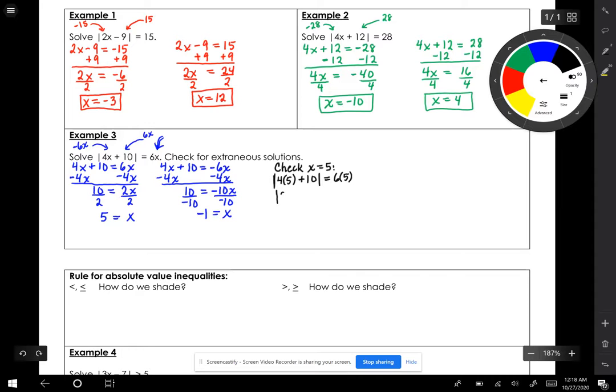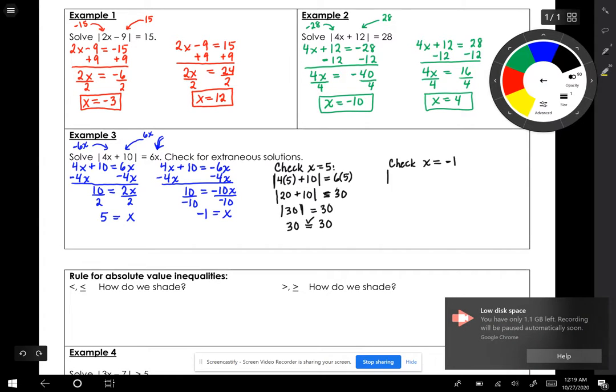So inside the absolute value, we have 20 plus 10, and outside, or on the right side, sorry, is 6 times 5, which is 30. That stuff is not an absolute value. So 20 plus 10, again, still in the absolute value, it's 30. So the absolute value of 30, 30 is 30 units away from zero, and that is equal to 30. So this checks because that's a true statement. 30 can only equal 30. Now let's check our other solution, which was x equals negative 1.